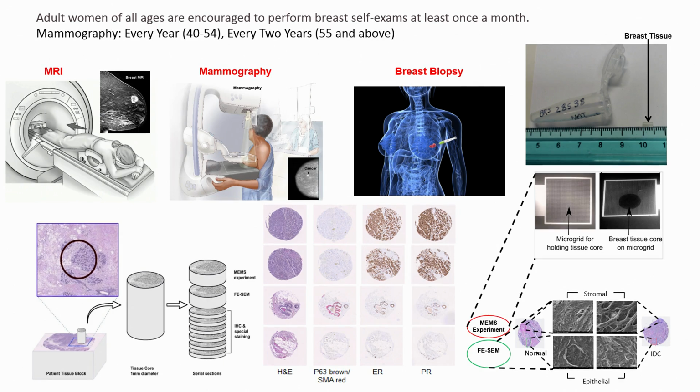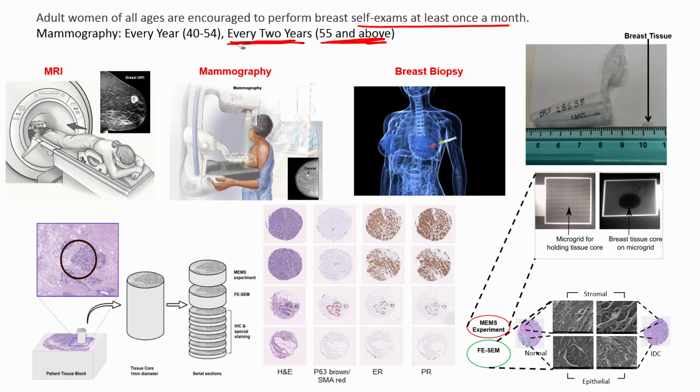Current adult women of all ages are encouraged to perform a breast self test at least once a month, and for mammography, which is a screening tool, every year if the woman is between 40 and 54, she should go and perform the checkup. It is every 2 years for 55 and above.